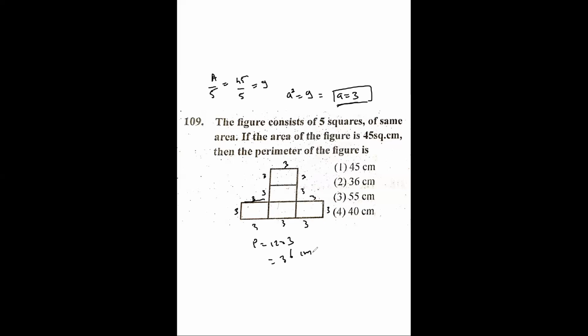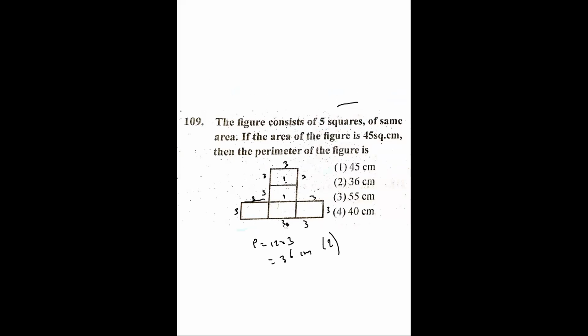Okay, 36 centimeter. See, we are not considering this side as well as this side. We only want the perimeter of the figure, so you only need to consider the outside edges of these squares. So the answer will be 36. Option 2 gives us the right answer. So question number 120, there is one more question left. We will be discussing that.